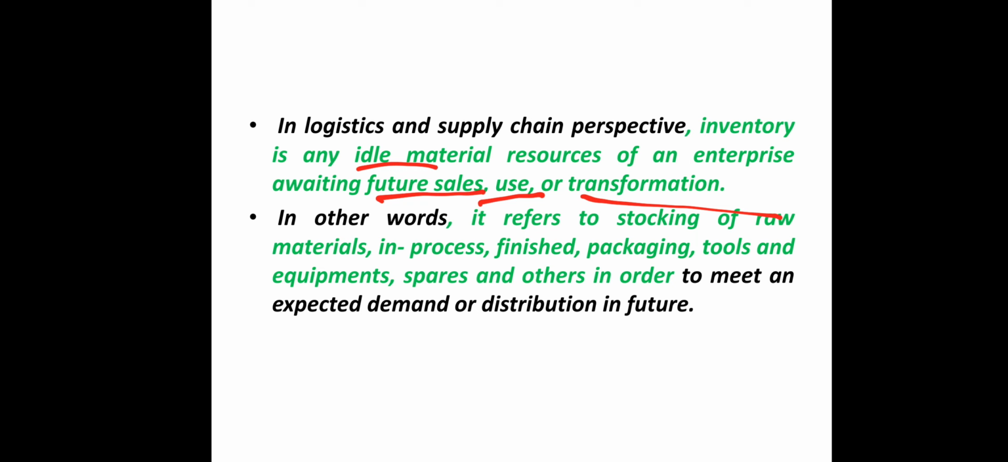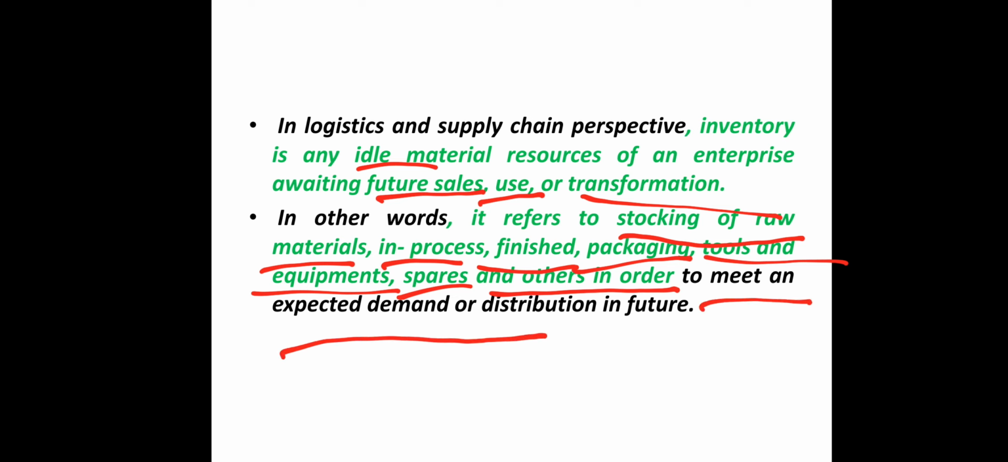In other words, inventory refers to stocking of raw materials, in-process material, finished products, packaging, tools and equipment, spares and others, in order to meet an expected demand or distribution in future. So what is meant by inventory? Inventory refers to a stock. What types of stock? It may be stock of raw material, stock of in-process material, or stock of finished goods.